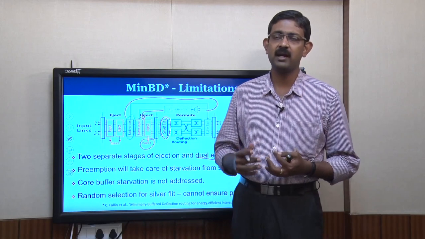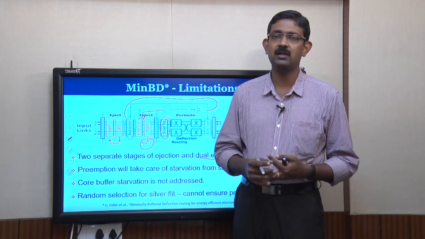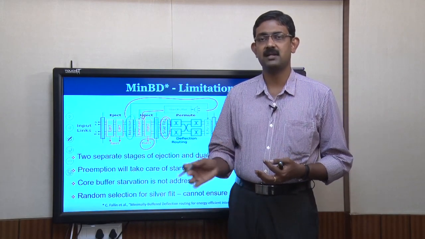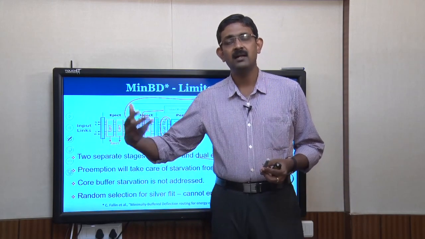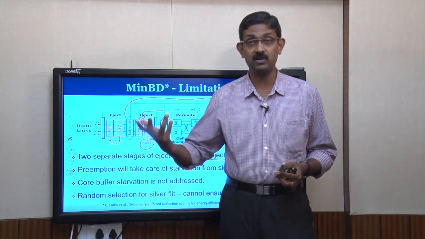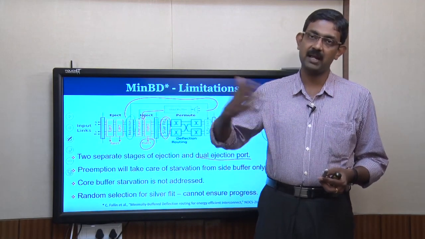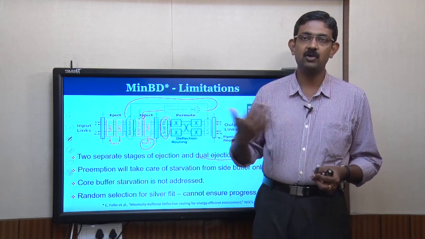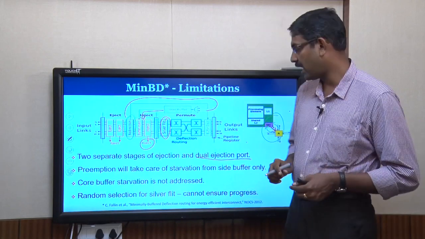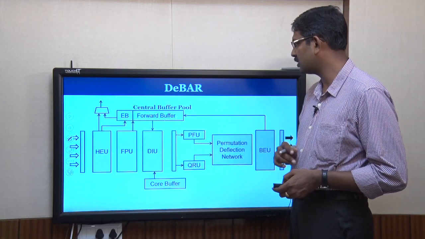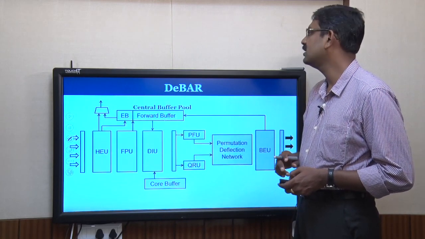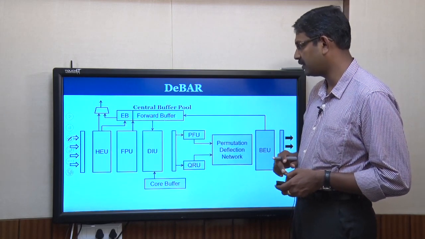So, there is no guarantee that a flit which is silver in one router will get the silver status in the adjacent router. In the current router, it may move closer to the destination. In the adjacent router, it may not be silver, leading to a deflection, and then it may again go back. So, that will lead to a kind of zigzag movement. It cannot guarantee progress. So, these limitations were addressed by the next router in the series, that is known as D-bar, the deflection based adaptive router.